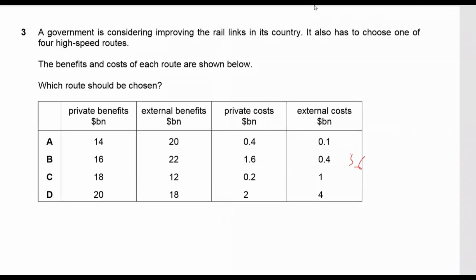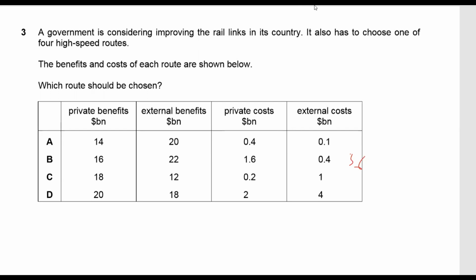Now moving to question number 3. Question number 3 says a government is considering improving the rail links in its country. It also has to choose one of 4 high-speed routes. The benefits and cost of each route are shown below. Which route should be chosen? When we undergo any kind of cost benefit analysis, we consider that benefits must be greater than cost.